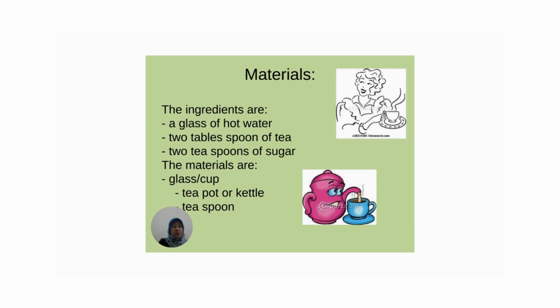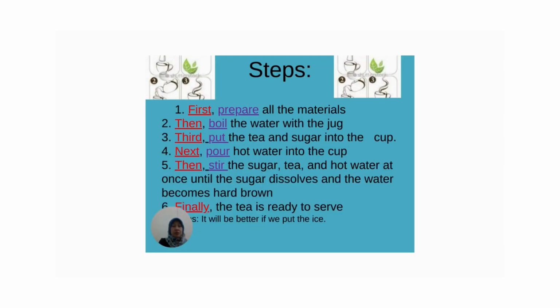And the next materials. What are the tools that you need? For example, a glass or a cup, teapot or kettle, and teaspoon. Next, the steps. First, then, third, next, then, and finally, this is the example of sentence connectors, imperative. For example, prepare, boil, put, cool, and stir. And this one is the steps. So this one is the example of the steps, and the last is the tips.